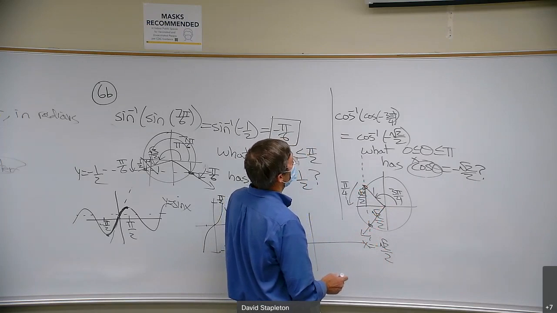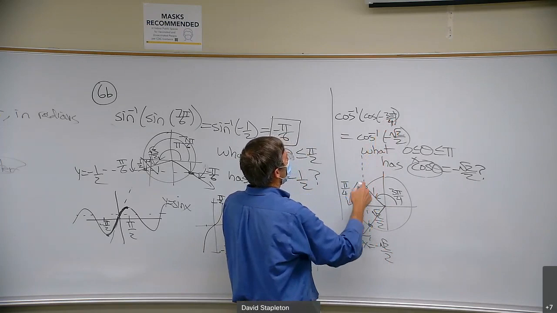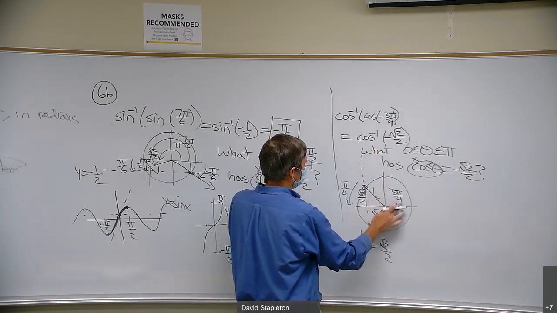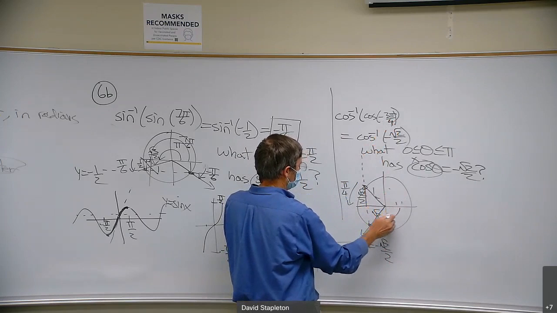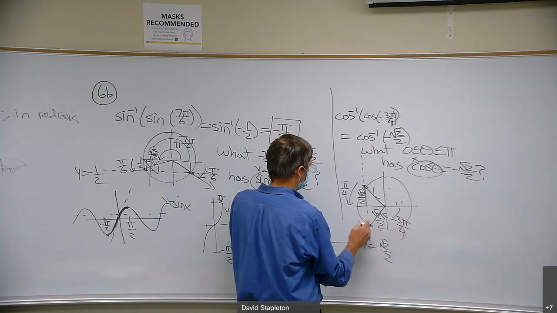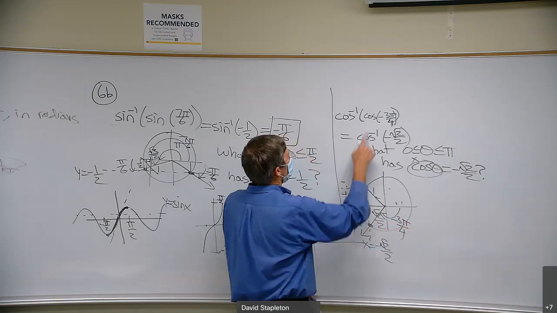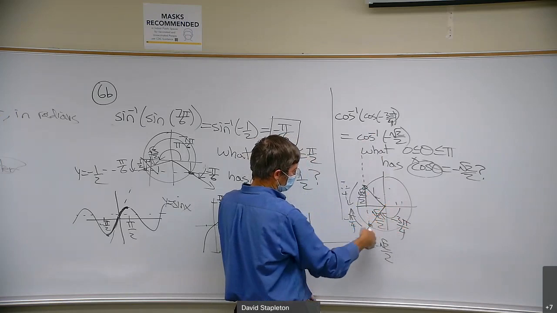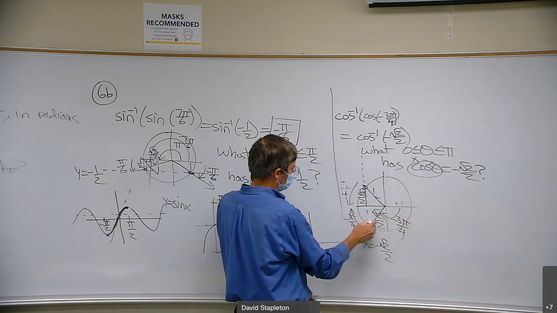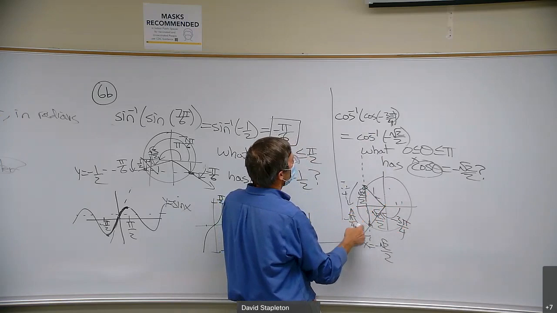Oops, except I drew this wrong. I drew 3 pi over 4 instead of minus 3 pi over 4, didn't I? This is the one I should have drawn. Minus 3 pi over 4 was this one, and it leaves another minus pi over 4 here, sorry. So the cosine of minus 3 pi over 4, dropping the perpendicular, is x equals minus square root 2 over 2.